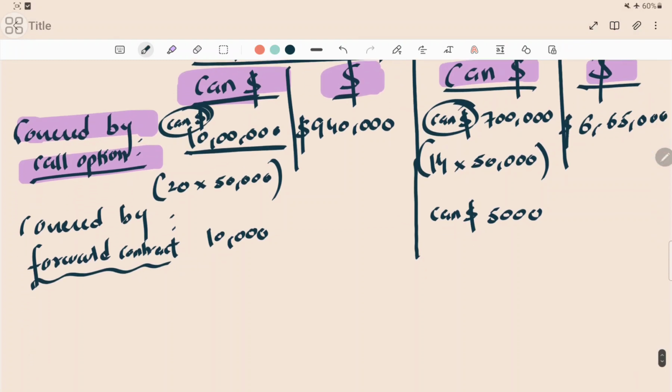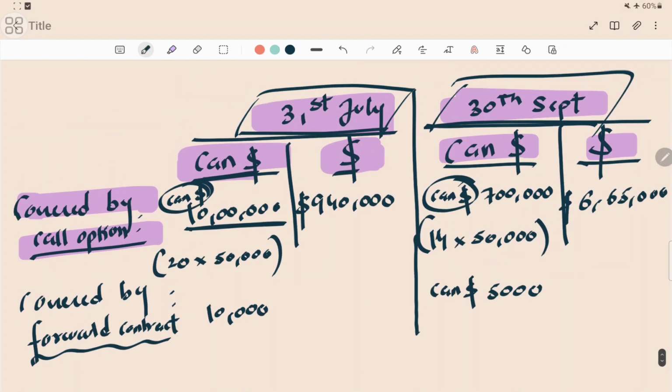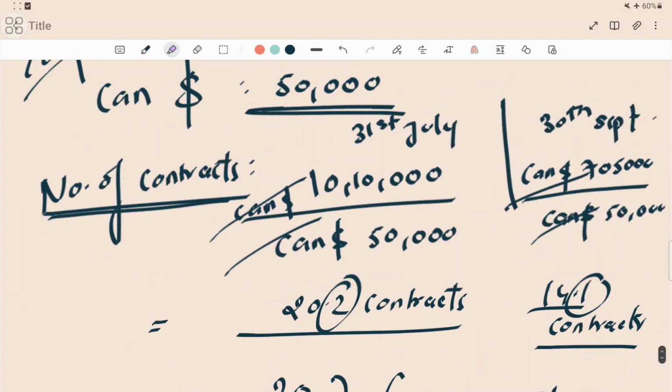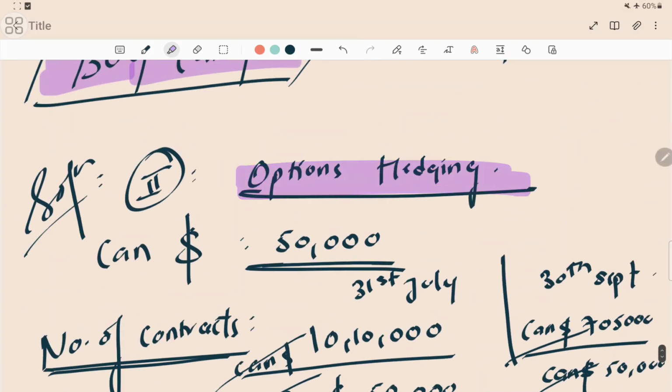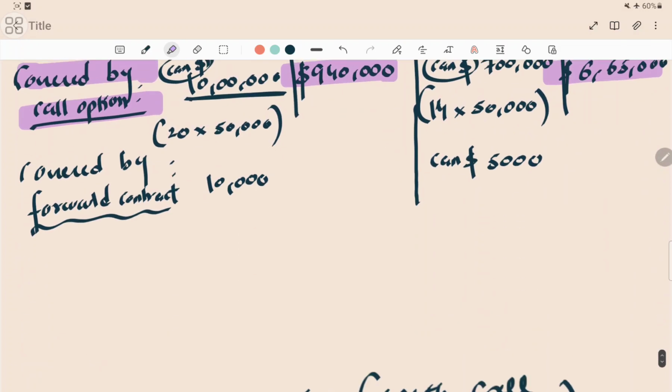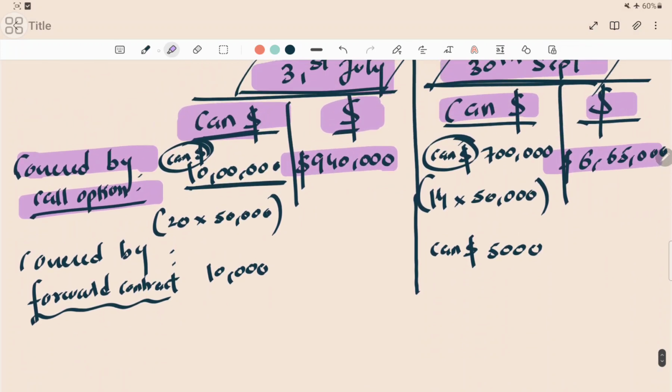Okay, but see, if it was a forward contract, this would have been the end. This is the total outflow, $9,40,000 and $6,65,000 respectively. But that's not the case. In case of the options hedging strategy, you also have to pay something upfront, which is called premium. So I also have to add that. But before that, we are forgetting one thing, the balance portion, which is 10,000 and 5,000 here, has to be covered using the forward rate.